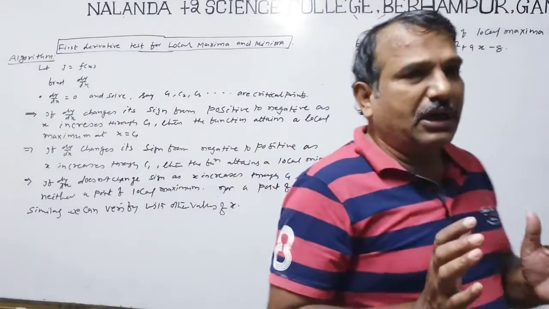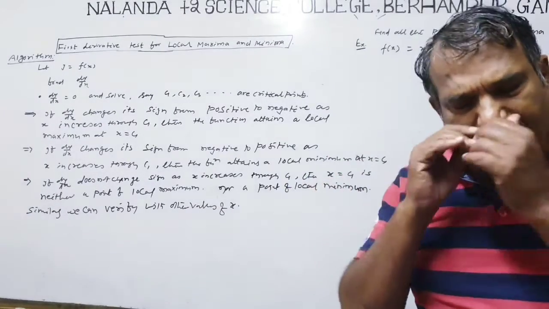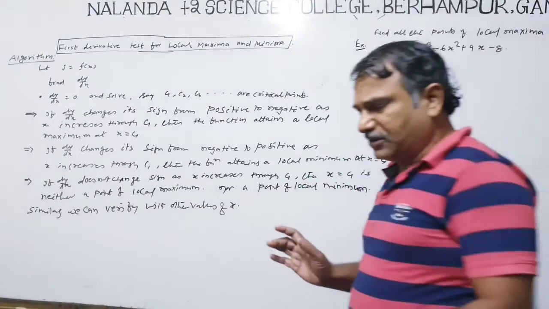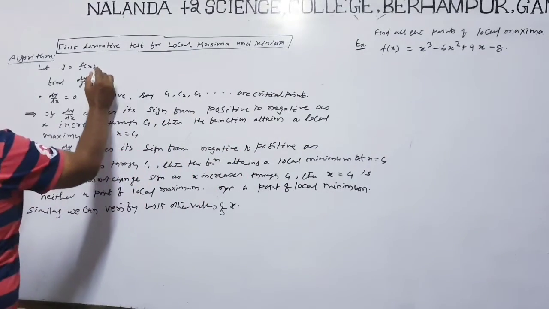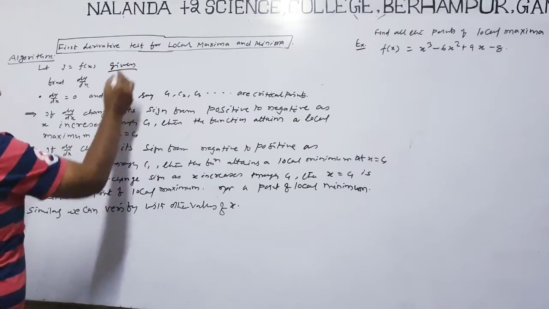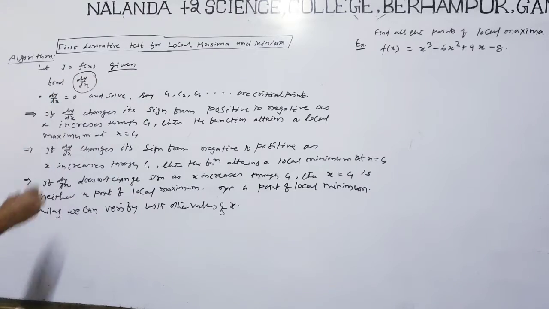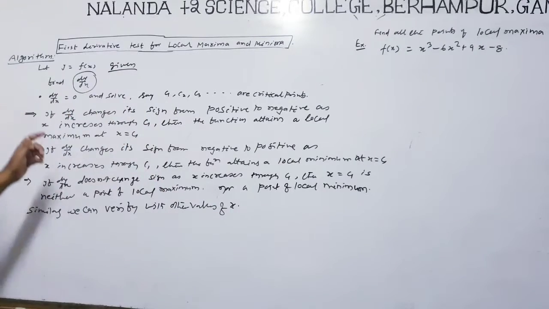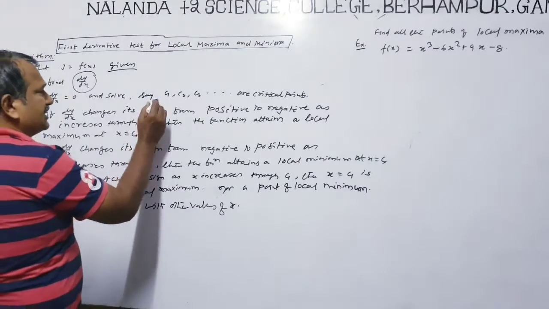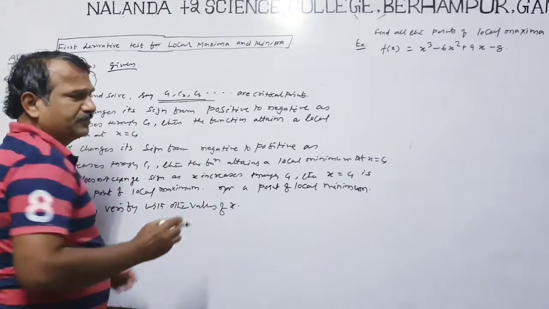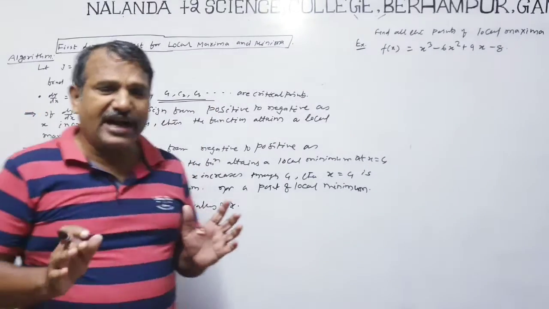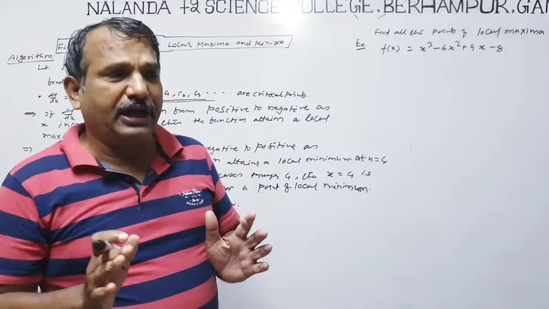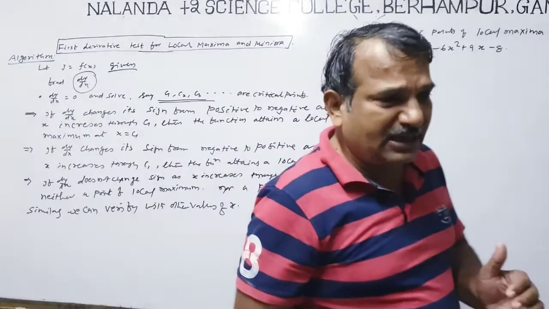Now, what is the algorithm for finding the maxima and minima of a function? First, let y equal f of x; any function is given. First find the derivative, dy by dx. Second, set dy by dx equal to 0 and find x. Let us say x equals c1, c2, c3. These c1, c2, c3 are the critical points. At those points, either the function is maximized or minimized.